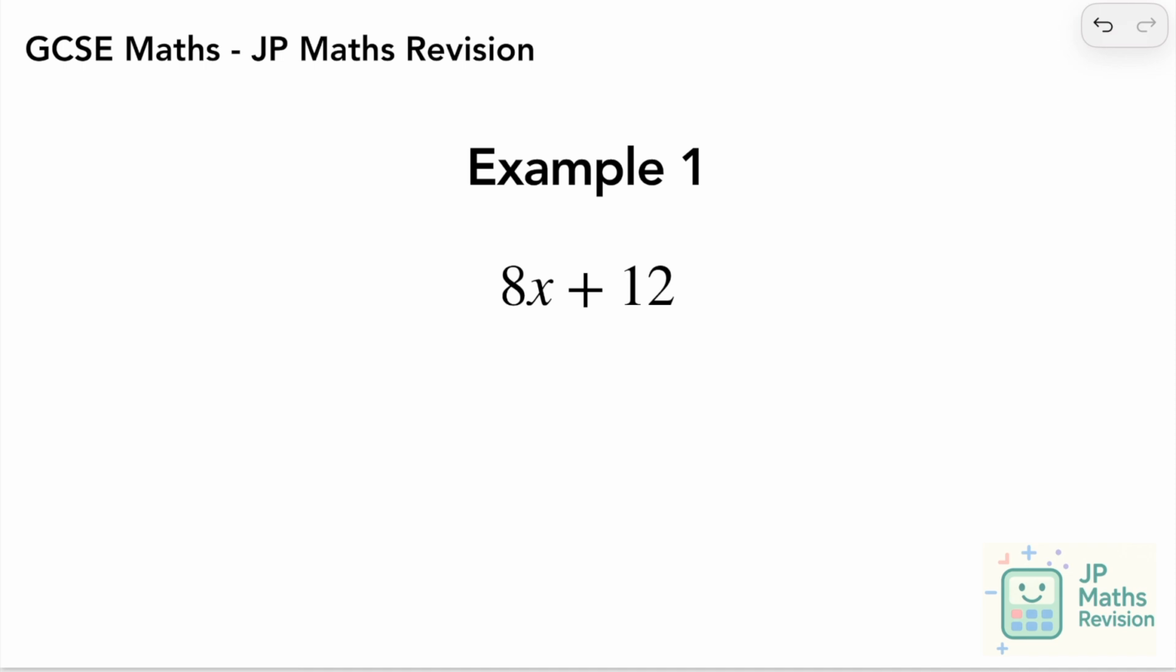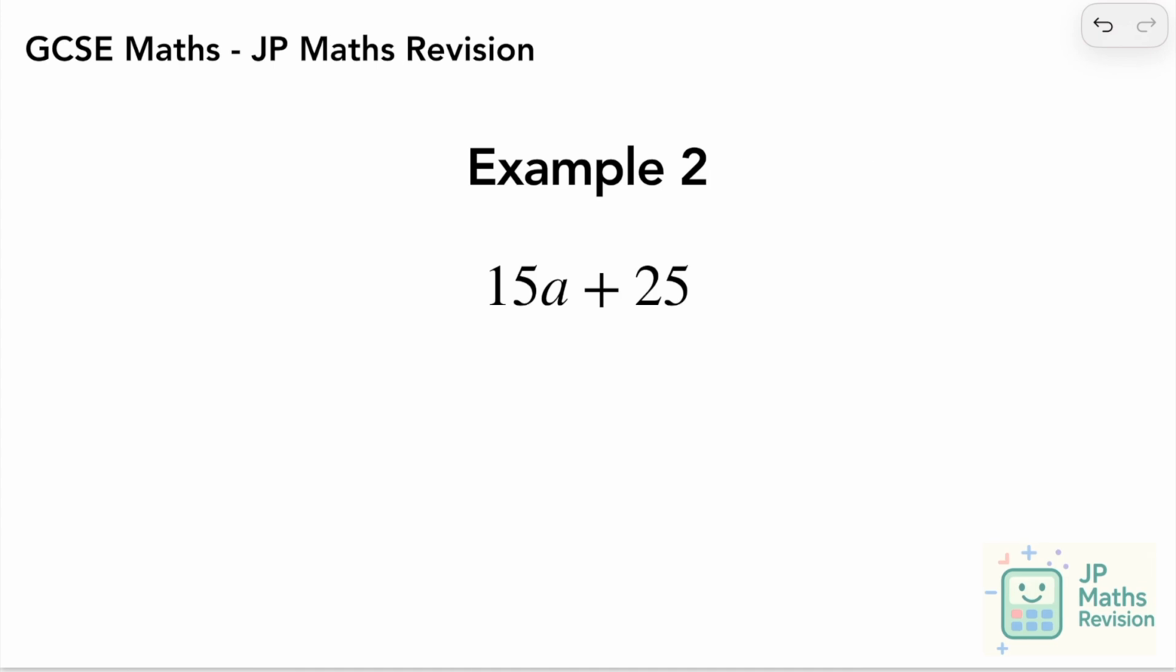So what we're going to do is we're going to put 4 outside the bracket, and then we're going to ask ourselves, what do you have to multiply to 4 to get to 8x? So the answer, to get from 4 to 8x, we need to multiply it by 2x. So we're going to put a 2x here. And then we're going to ask ourselves, what do we have to multiply to 4 to get to 12? So 4 times 3 is 12, so it's going to be 2x plus 3. So the answer to this one is 4 bracket 2x plus 3.